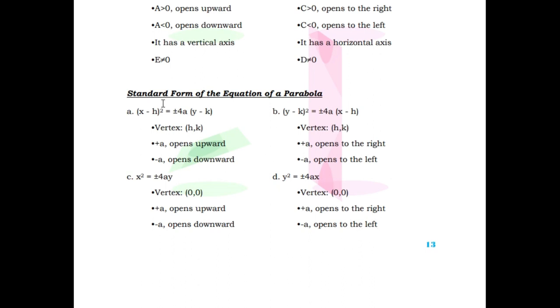As you can notice, if x takes the degree of 2, the parabola opens either upward or downward. While if y takes the degree of 2, or if y is raised to 2, it opens to the right or to the left.